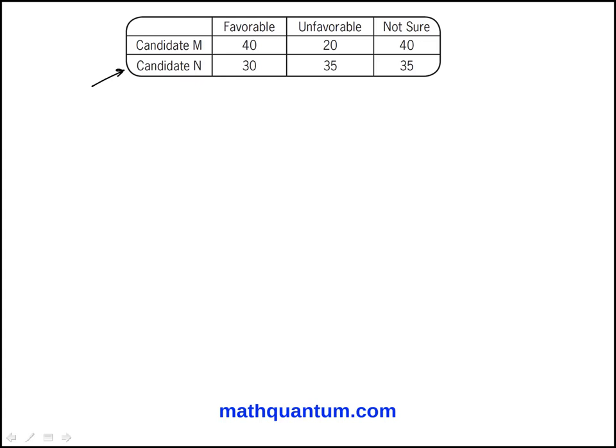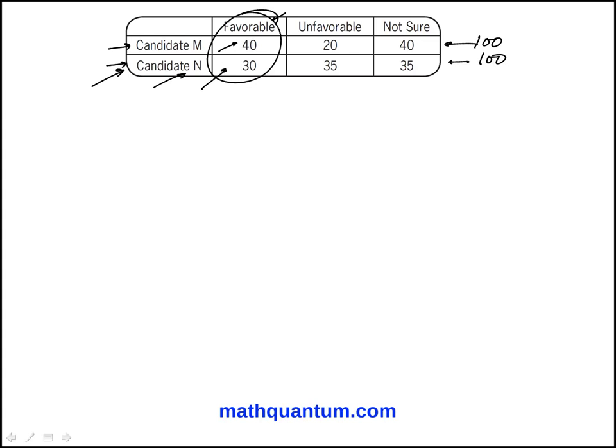So here we're given this table that shows us the breakdown of how 100 voters responded to a question regarding candidates M and N. Here each row adds up to 100, and this is how 40 people said favorable about candidate M, 20 unfavorable, and 40 unsure. And same thing for candidate N. The question is, what was the number of voters who responded favorable for both candidates?